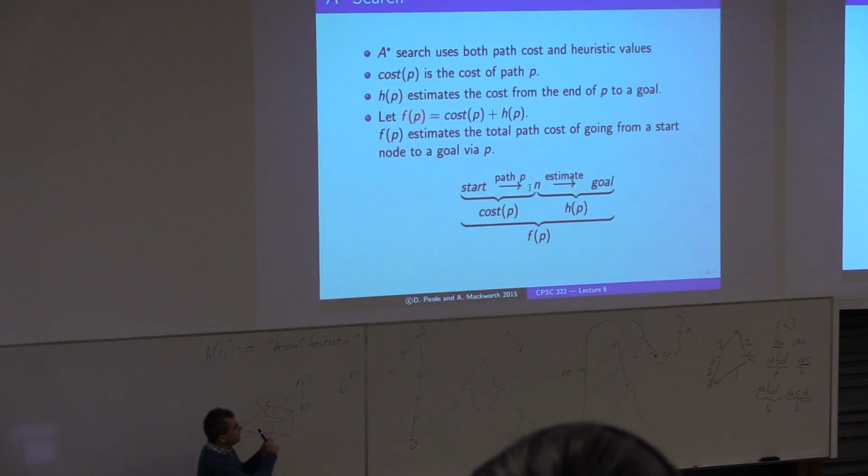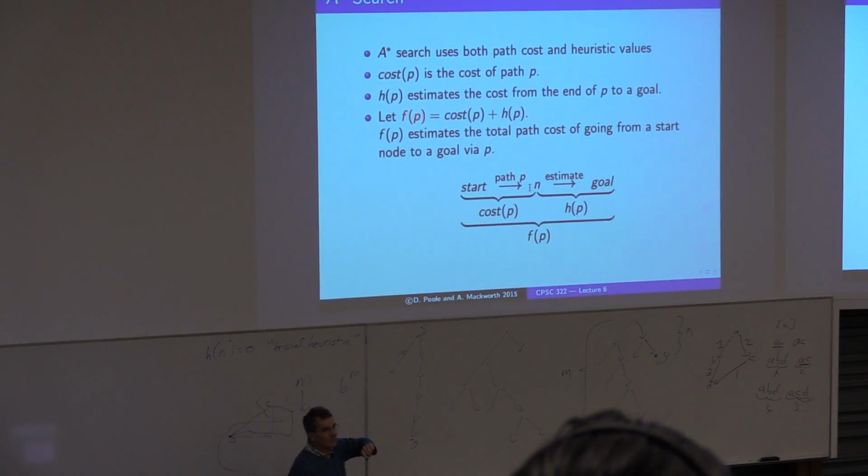We're going to estimate not just the path from the start to the node, like we did in lowest cost first, nor just an estimate from n to the goal, but we're going to add them together, because that's the total path length.